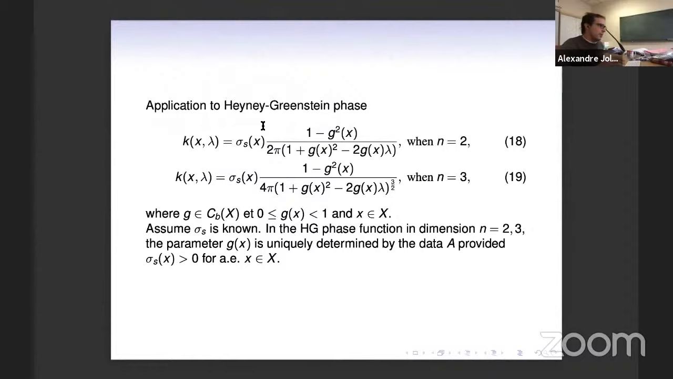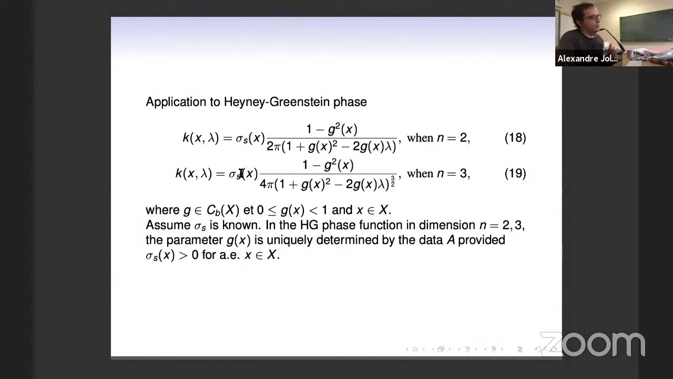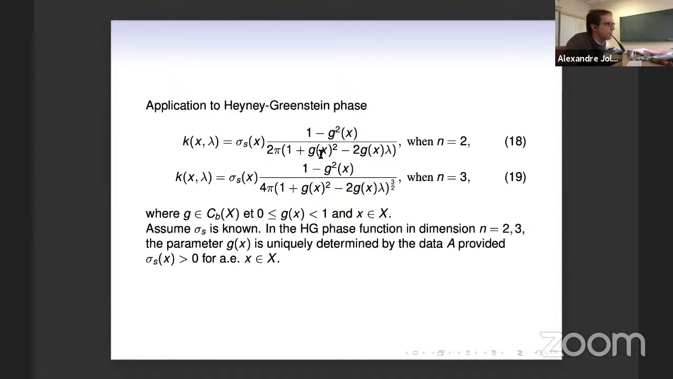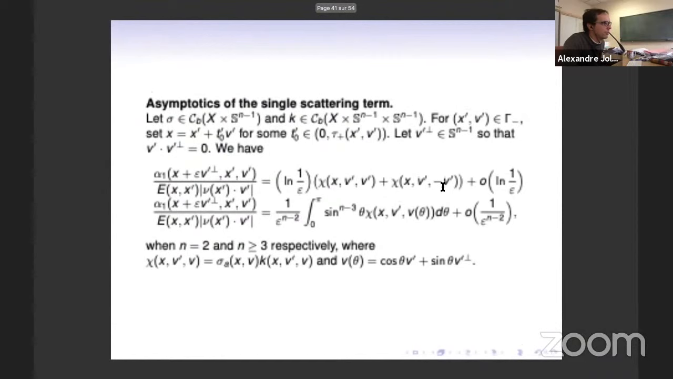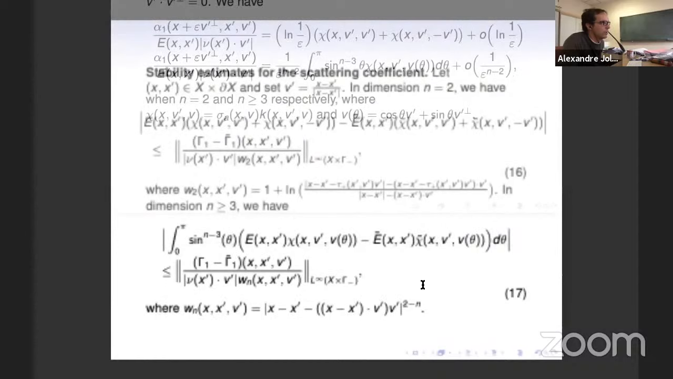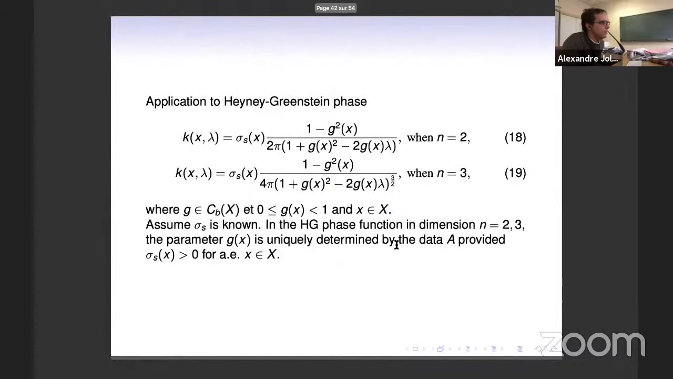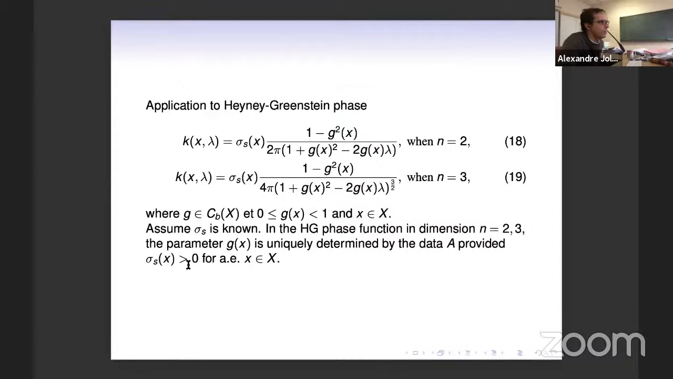Now, we can apply our results to a famous phase function, the Henyey-Greenstein phase function. The Henyey-Greenstein phase function is given right here. So it has this formula, and in our case, we will assume that sigma s is known, and the only thing that we would like to recover is the coefficient g of x. And with our asymptotics, from this quantity which is given here, we are able to prove that g of x is uniquely determined by the data. Again, we have the additional assumption that sigma s is positive. It does not vanish on the domain.